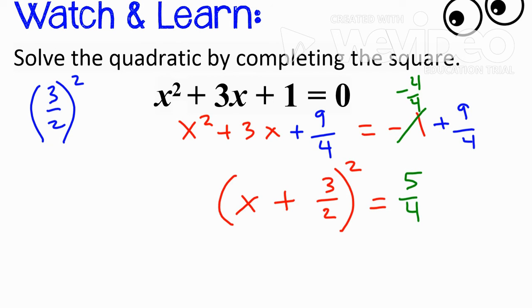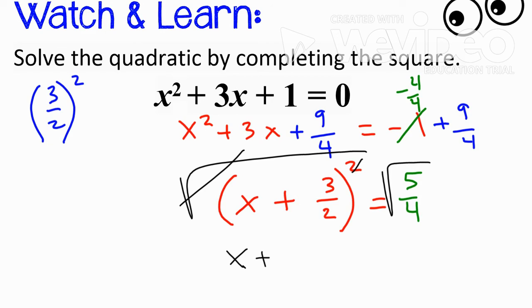Alright, now we're ready to square root both sides. Now the good news is, not much to do over here. The bad news is, I do not want to take the square root of 5/4. So here's the good news. You technically don't really have to, but remember, square root of a fraction is the square root of both the numerator and the denominator. Now you may not want to square root 5, but you certainly can square root 4. So let's write our plus and minus sign.